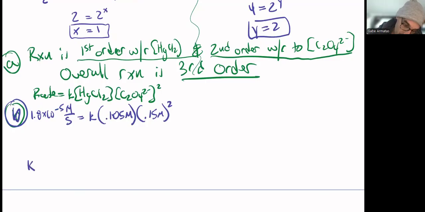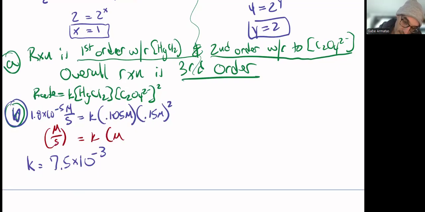and I'm going to leave some space because I want to do the units for it, K is equal to 7.5 times 10 to the negative 3. That's the numbers. So let's take a look at the units. I have molarity per second on this side equals K times molarity squared. So what we end up with, this side turns into molarity cubed.